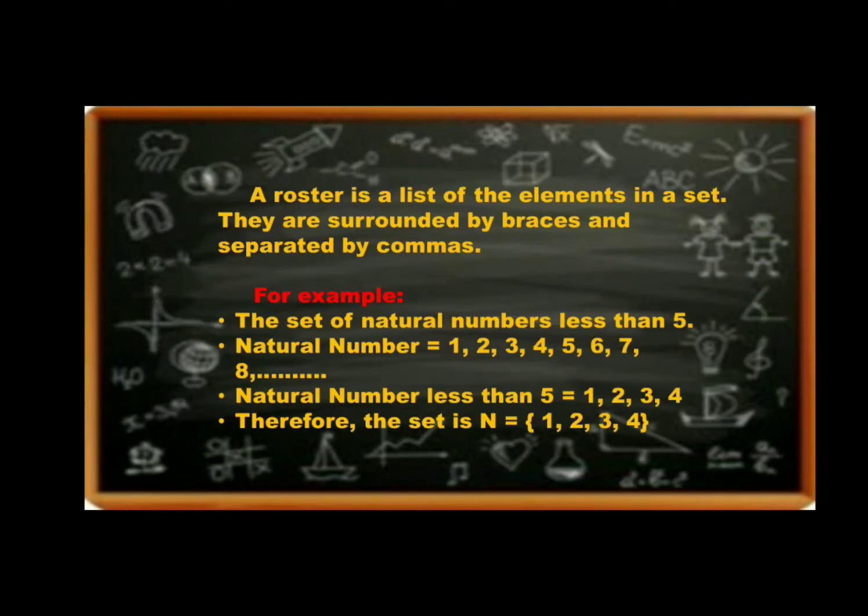Let's now move on to the first set representation, the set roster notation. A roster is a list of the elements in a set. They are surrounded by braces and separated by commas. So let's deal with this example: the set of natural numbers less than 5. Natural numbers are 1, 2, 3, 4, 5, 6, 7, 8, and so on and so forth. Natural numbers less than 5 are 1, 2, 3, and 4. Therefore, the set N has the elements 1, 2, 3, and 4.